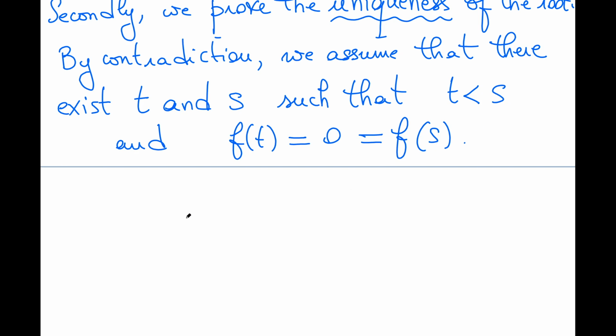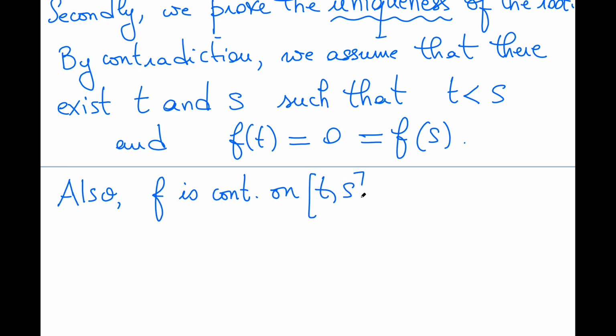All right. So also, f is continuous on [t, s]. Why is it continuous on [t, s]? Because the function is a polynomial, right? And a polynomial is continuous everywhere. So, since f is a polynomial.